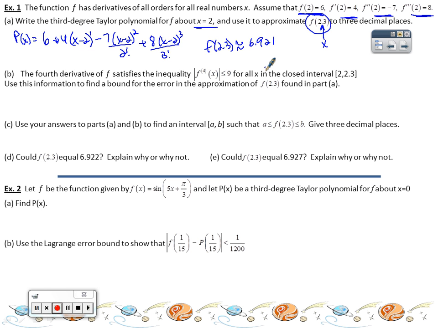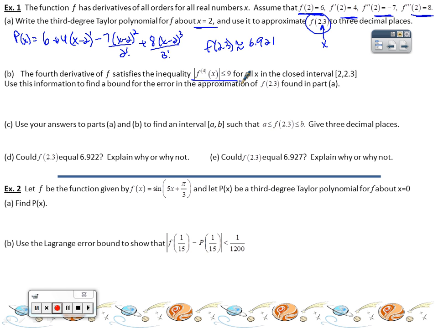Now, with that in your head, we're going to read part B. It says the fourth derivative of f satisfies the inequality: the absolute value of the fourth derivative of f is less than or equal to 9. Why in the world would they tell us that? Exactly. They are handing it to us on a platter. You just have to be able to know what they're handing you. They're giving you the maximum derivative value of the one that we're interested in, the fourth derivative. That is the maximum derivative value on that interval. So that's what we're going to put in for our mystery f of n plus 1 of z. That's what's going to go there, the 9.